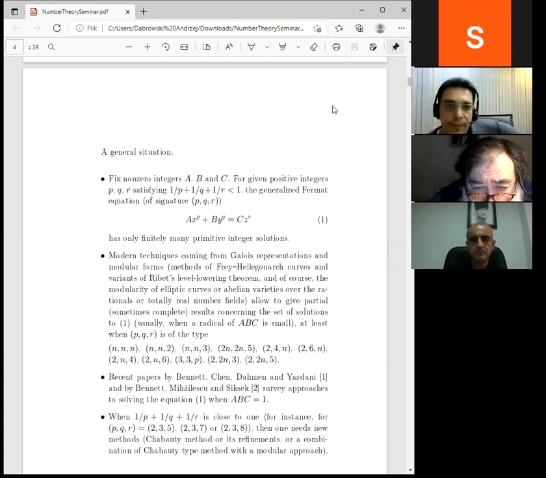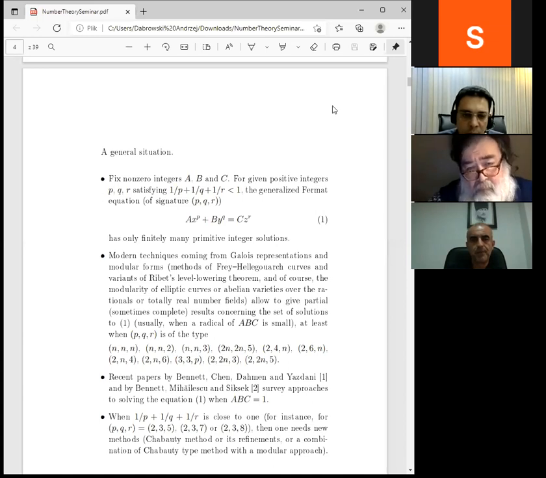of course, modular methods are not enough. It's usually very subtle, and we need more and more sophisticated methods. But if the exponents are small, we can use or combine Chabauty-type methods and their refinements. So it's just like that.